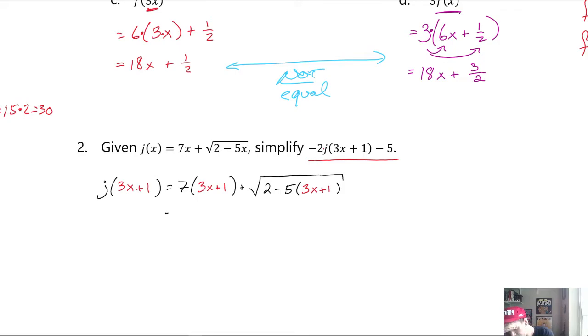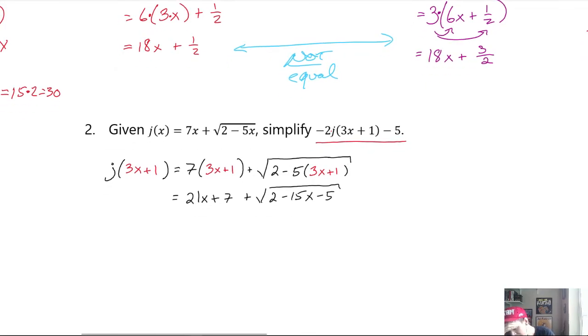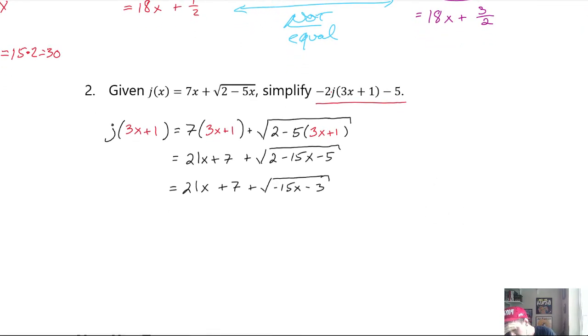We'll go ahead and simplify this a little bit. So we'll distribute the 7 across. This is 21x plus 7 plus the square root of 2 minus 15x minus 5, and then close our square root. And we can combine like terms inside the square root so that our final line says that this equals 21x plus 7 plus the square root of negative 15x minus 3 when I combine the 2 and the negative 5. All right, so we're definitely not done. All we've done so far is plug the 3x plus 1 in.